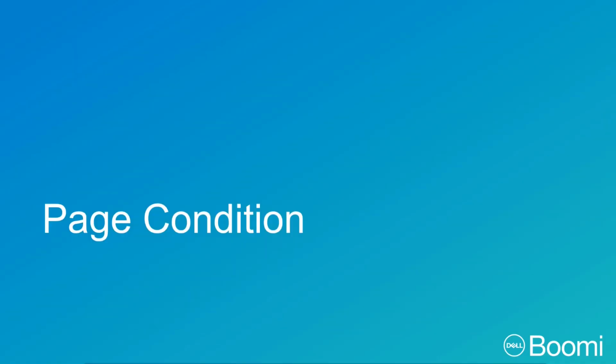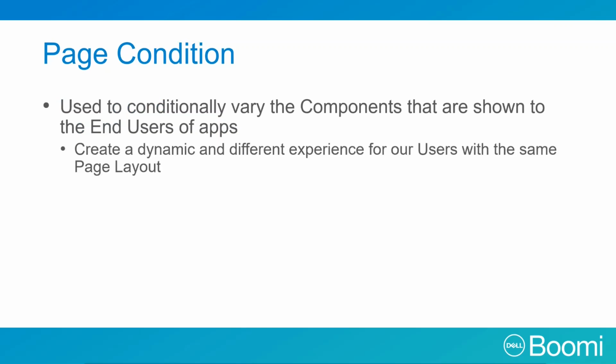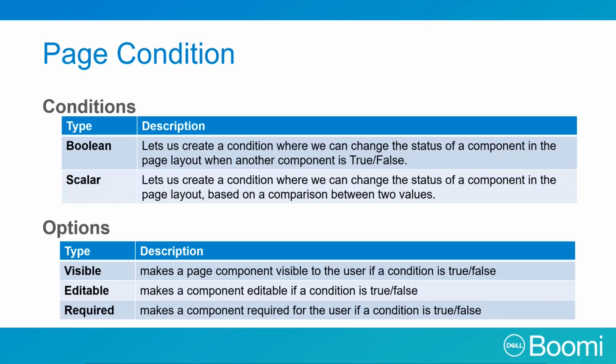In this section, we will speak about the page conditions that can be created in Boomi Flow. Page conditions are used to conditionally vary the page component that is shown to the user of your app. They create a dynamic and unique experience for your users. Some examples of page conditions and the options for these page conditions are shown here. The two types of page conditions are Boolean and scalar.